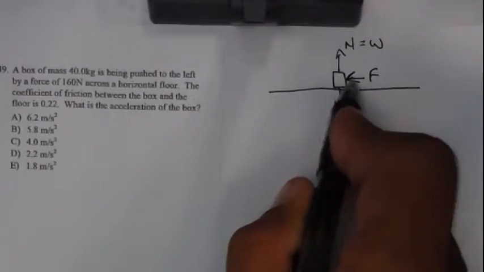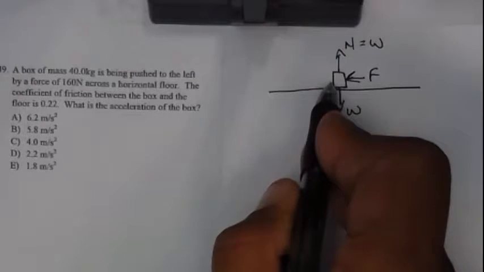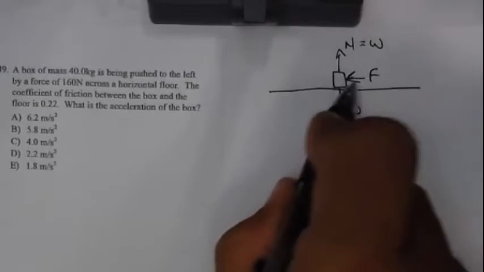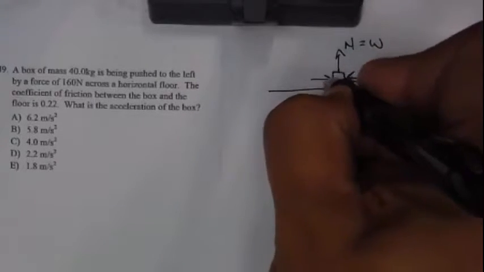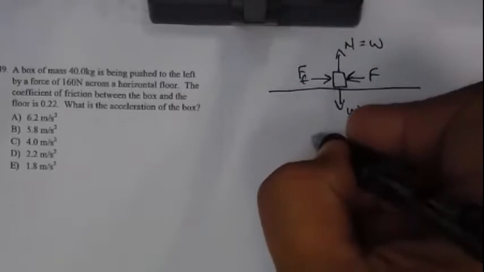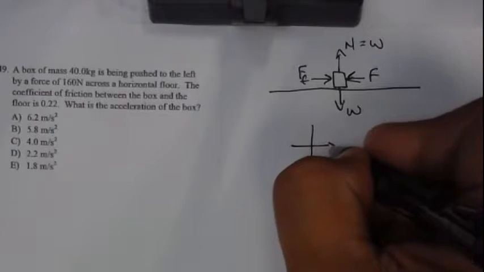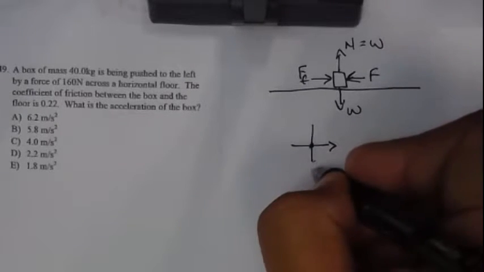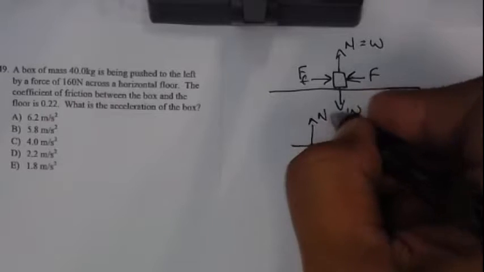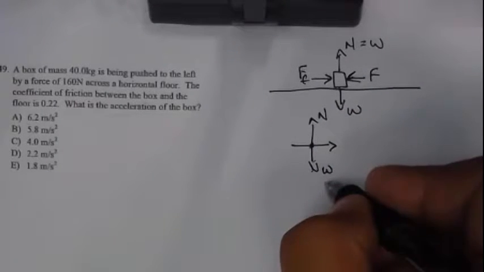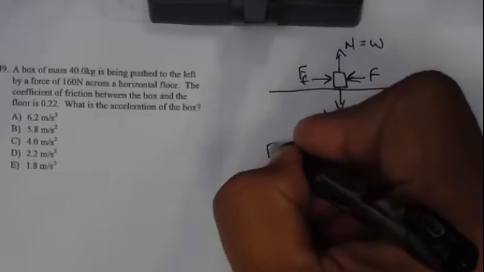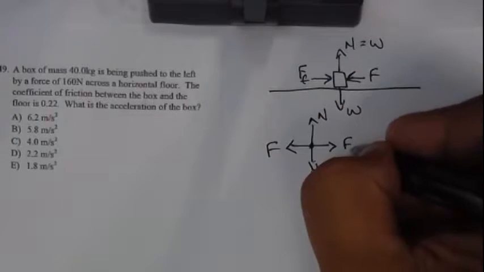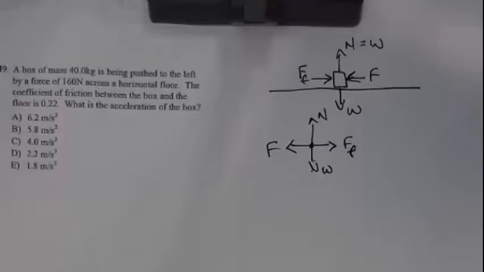We have a force being applied to the left on this box, and since we do have friction, there is a force which pushes back against the box, which is called the force of friction. If we do our force diagram, we put our mass at the center, and we see normal force up, weight going down. We have the force going to the left, and we have the force of friction going to the right.